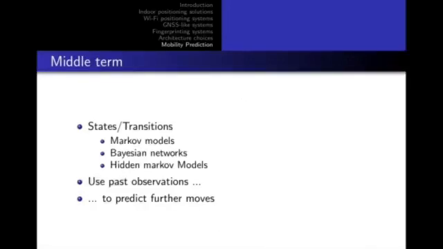So let's go back to the middle term, since it's what we want to study for context-aware applications. So as I said, we rely on states and transitions models such as Markov models, Bayesian networks, hidden Markov models, and so on. All of these models use past observations to predict further moves. So it's the core principle of such algorithms, which are supervised machine learning algorithms.